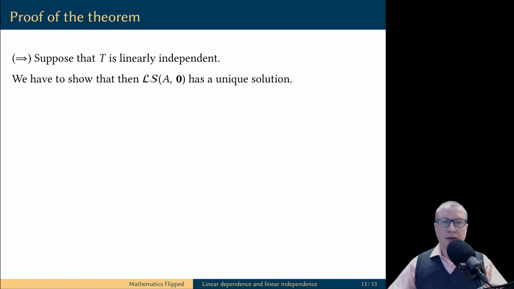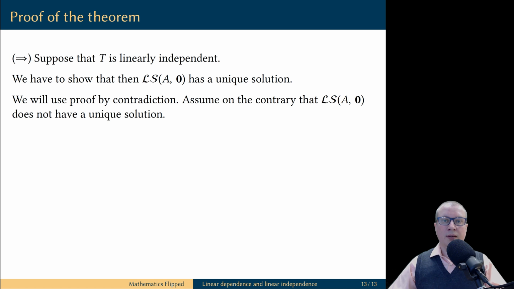By the definition of linear independence, this means the set of the columns of the matrix A is a linearly independent set. In the other direction, we are going to assume that the set of columns of the matrix is a linearly independent set. We need to prove that this forces the homogeneous linear system to have a unique solution. In this case, we will use proof by contradiction. So we have our assumption that the set of columns of the matrix A is a linearly independent set, but we are going to assume the opposite of our desired conclusion.